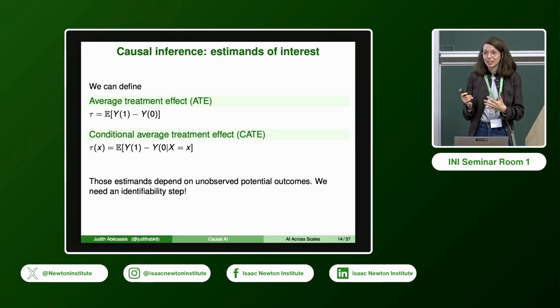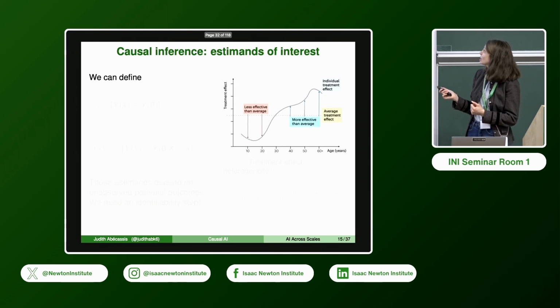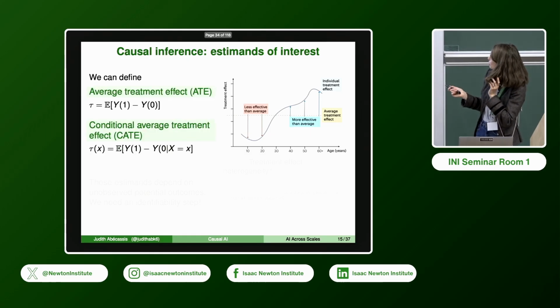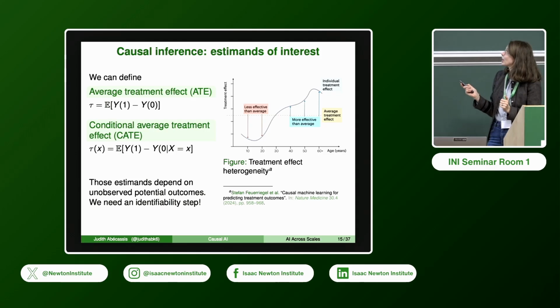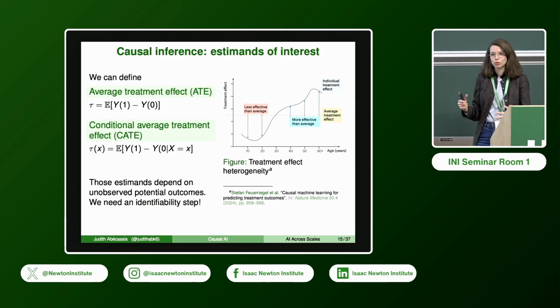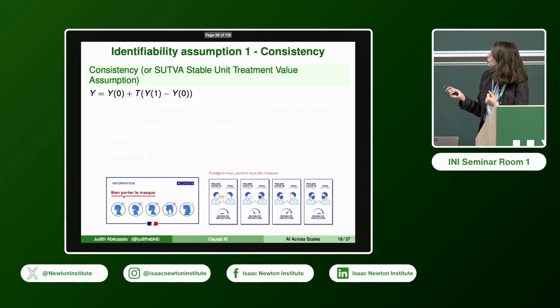So we actually can't estimate them yet from our observed data. We need one more step, which is identifiability. So we have defined both of them. Just a little note about the conditional treatment effect: it allows us to consider the heterogeneity of a treatment effect and then go towards personalized treatment, to actually focus on the patients that would benefit most from the treatment or the intervention.